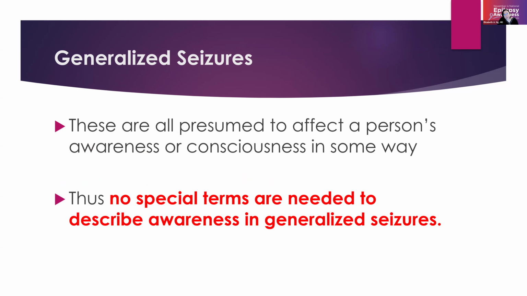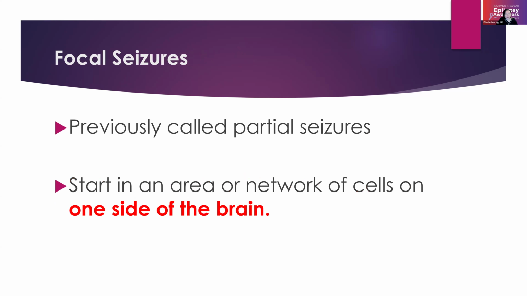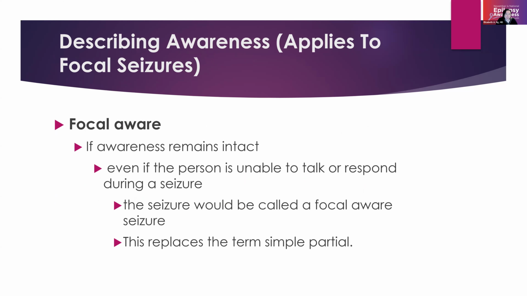So no special terms are needed to describe awareness in generalized seizures, as opposed to focal seizures, which were previously called partial seizures. They start in the area or network of cells in one side of the brain. And in describing focal seizures, we describe awareness. So it's either focal aware, if the awareness remains intact, even if the person is unable to talk or respond during a seizure, the seizure would be called a focal aware seizure. And this replaces the term simple partial.